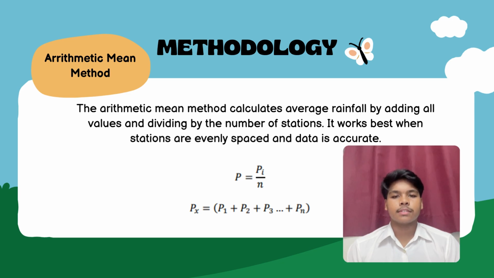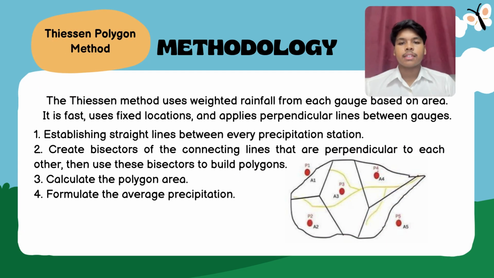Next, the methods of calculation. First is the arithmetic mean method. It calculates average rainfall by adding all values and dividing by the number of stations. The formula is P equals the sum of Pi divided by N. The next method is the Thiessen polygon method. The Thiessen polygon method weights the rainfall from each gauge based on area.